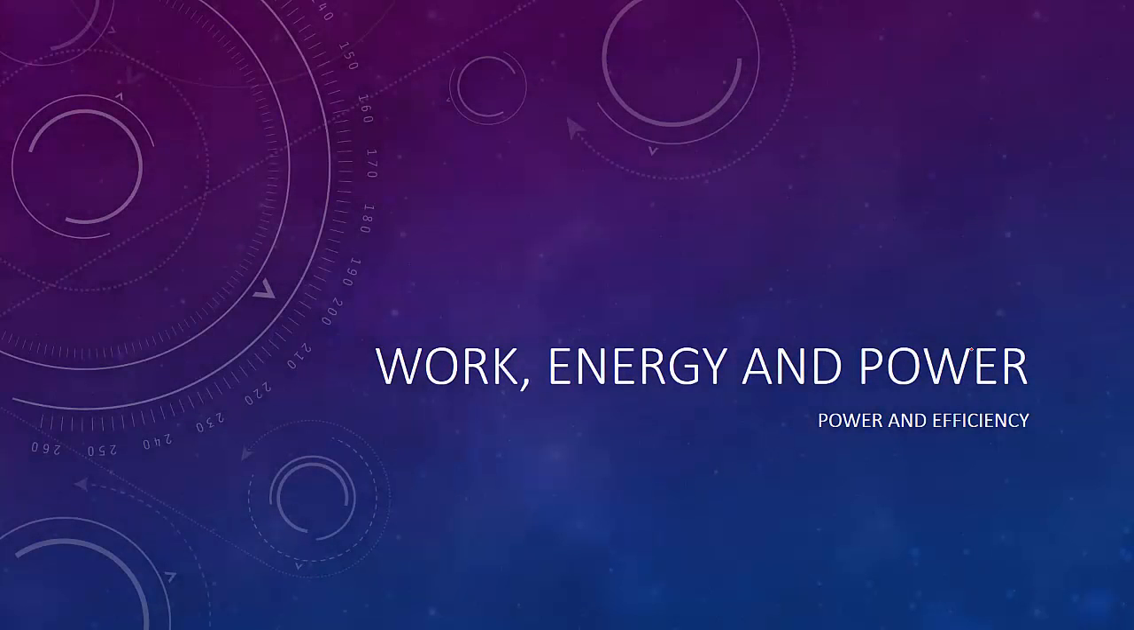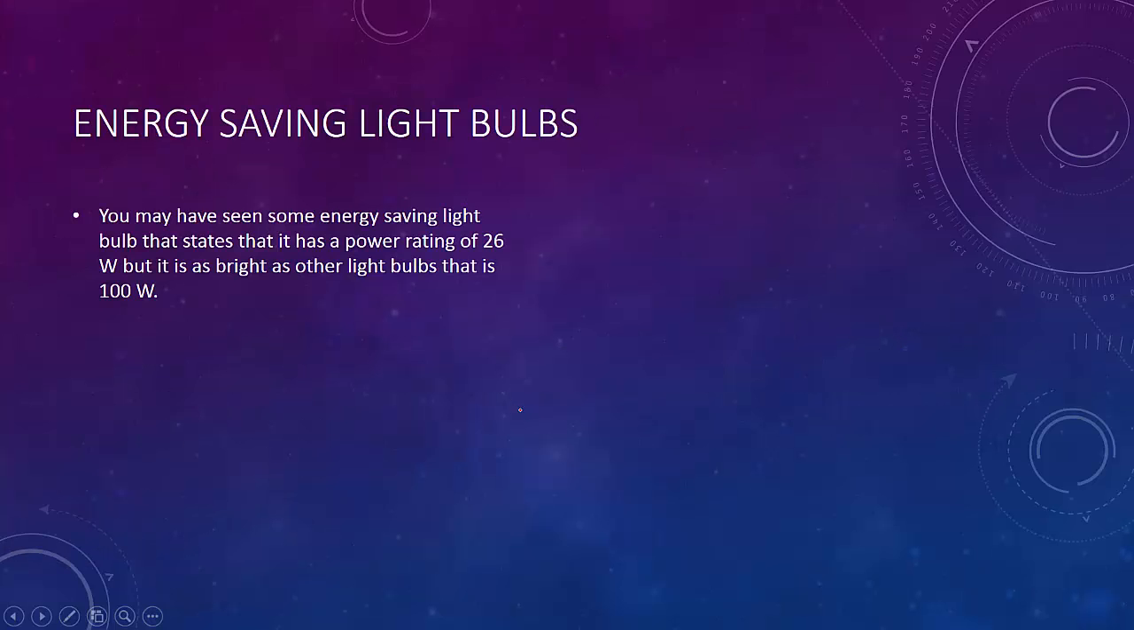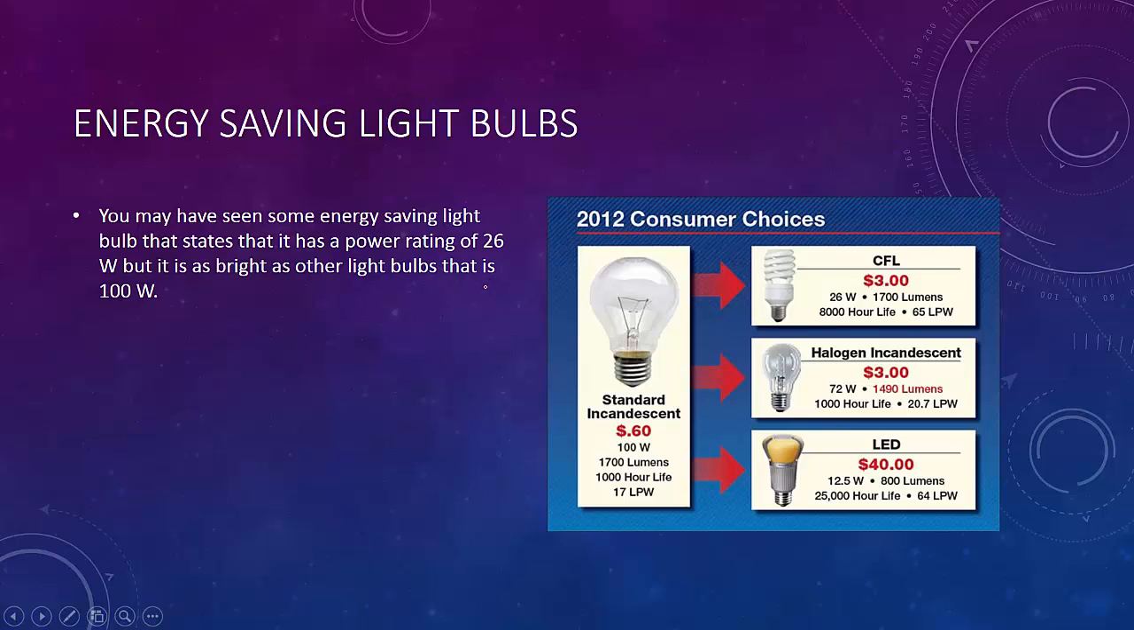Okay, in this lesson, we are going to learn about efficiency. You may have encountered some energy saving light bulbs that state that it has a power rating of 26 watt, but is as bright as other light bulbs that are 100 watt.